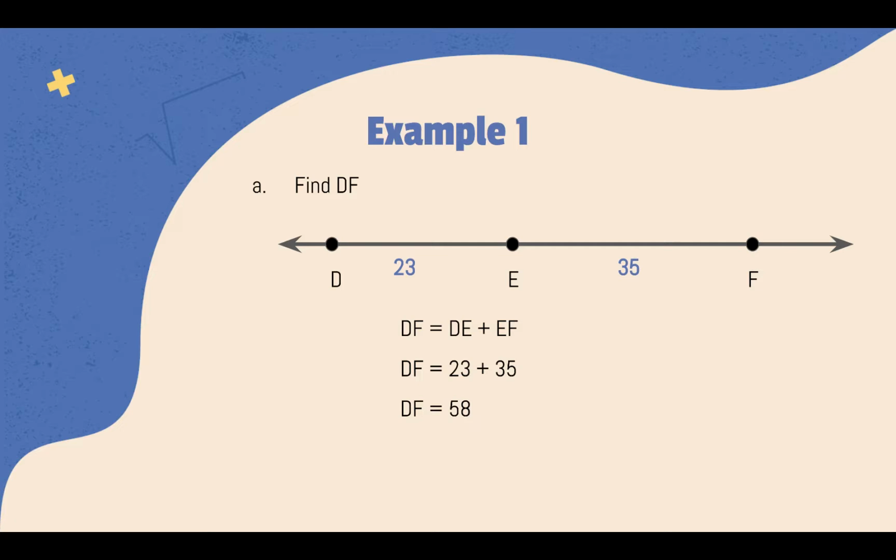And be very careful, because technically your answer is incorrect if you just put DF equals 58. That's an incomplete answer. You would have to write DF equals 58 units. Now, sometimes in the middle of a problem, we're going to drop the units, but make sure that your final answer has the appropriate units added to it for full credit.